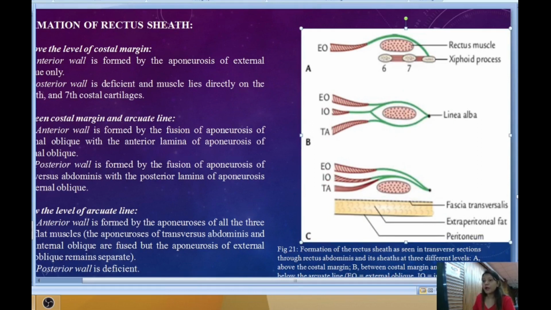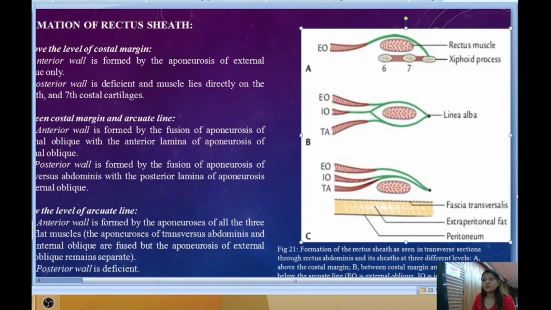Then below the arcuate line, the anterior wall is formed by the aponeurosis of all the three muscles: external oblique, internal oblique, and transversus abdominis. All the three muscles' aponeurosis form the anterior wall, and the posterior wall is again deficient here. So below the arcuate line, the posterior wall is deficient. Above the costal margin, the posterior wall is deficient. It is present only between the costal margin and the arcuate line.